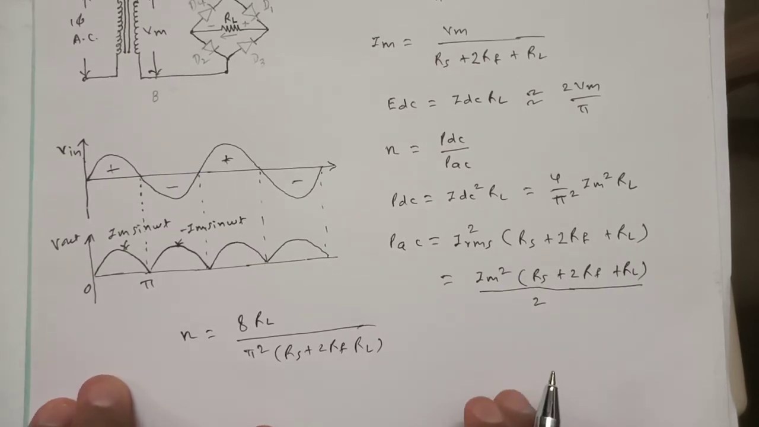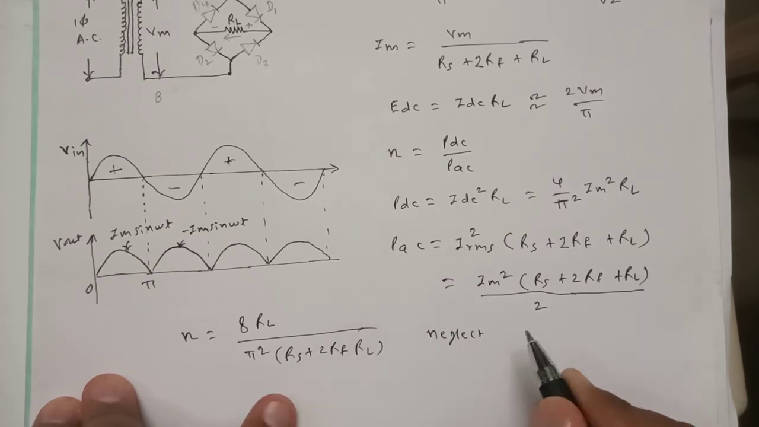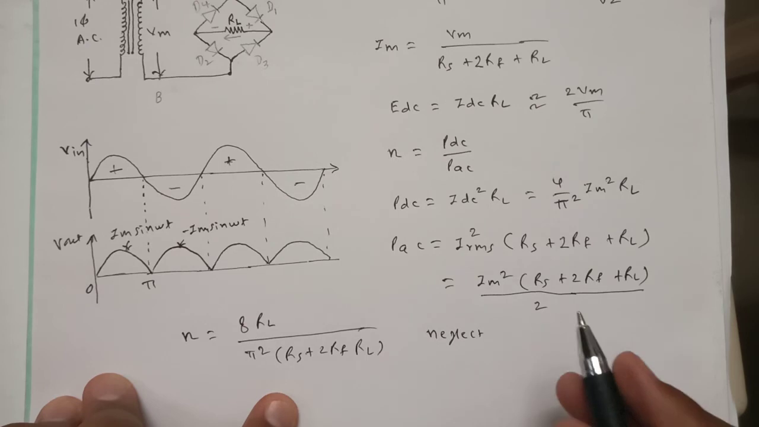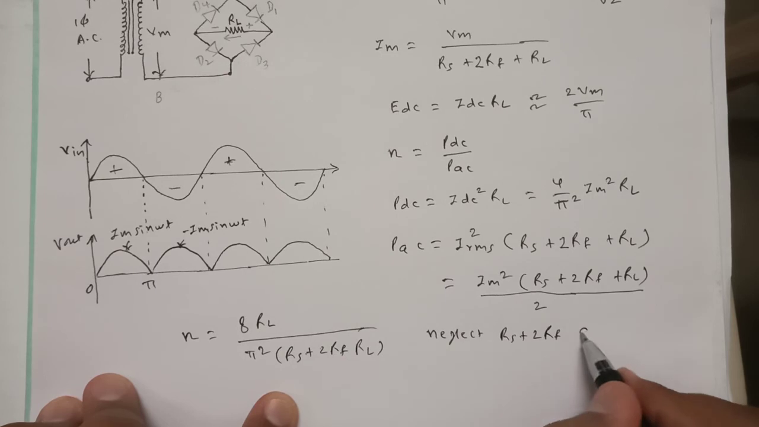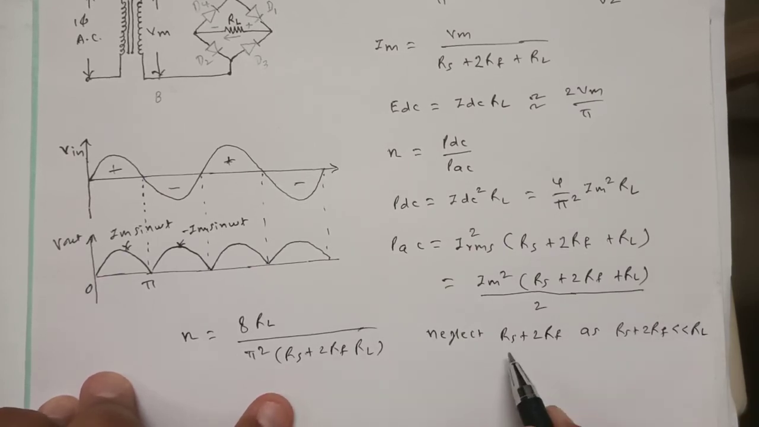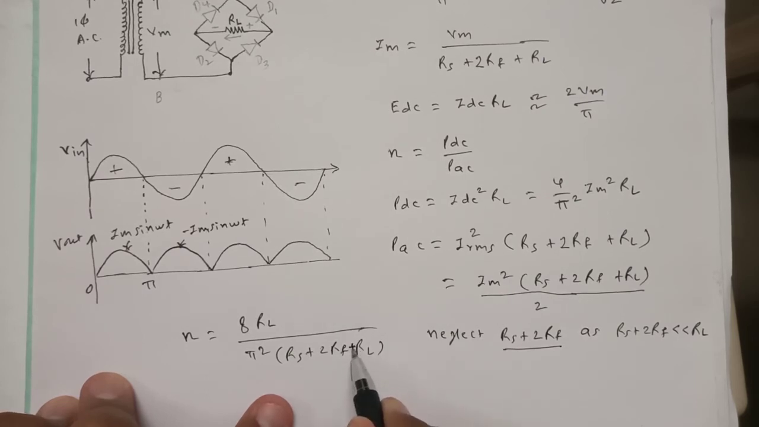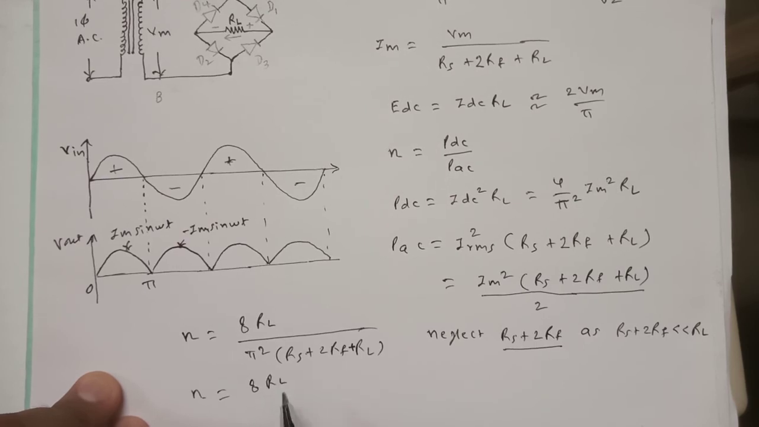Now again, as our usual practice, we will neglect, what will we neglect? We will neglect RS plus twice RF. The reason is that RS plus twice RF is very small as compared to the load resistance RL. So this is the usual practice. So we are going to neglect this term. If this particular term is neglected, we are left with eta equal to 8 RL divided by pi square into RL, right?